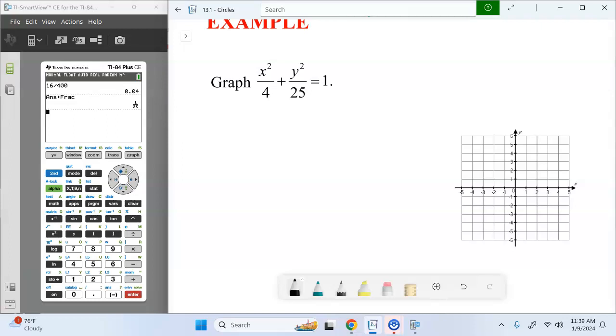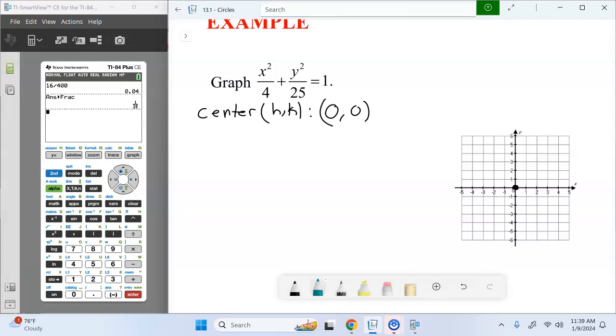So looking at this equation, let's start with our center. Where's our center going to be? 0, 0. Center is H and K. There are no H and K's here, so we're starting out at 0, 0.